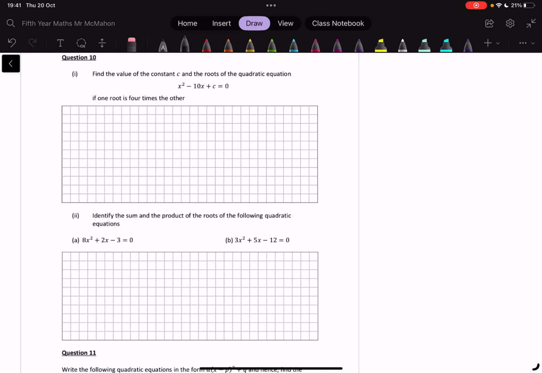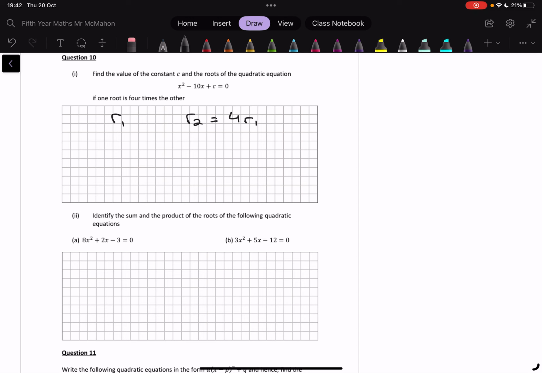Okay, question 10 tells us to find the value of the constant c and the roots of the quadratic equation if one root is 4 times the other. So again, we're going to be using that same formula, but we have to identify first a way of describing these two roots. So what we're told is if one root is r1, the second root is 4r1.